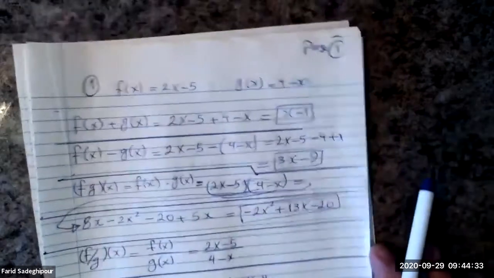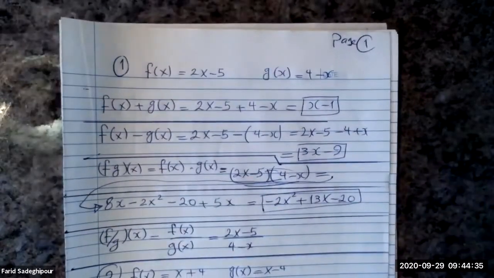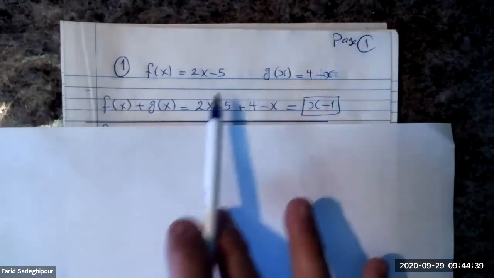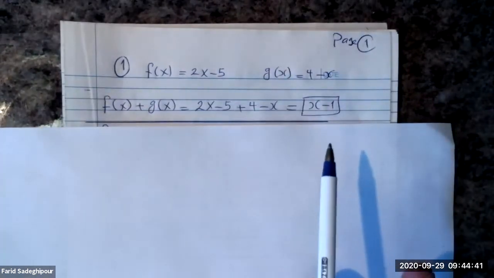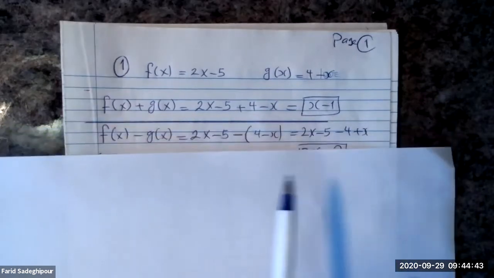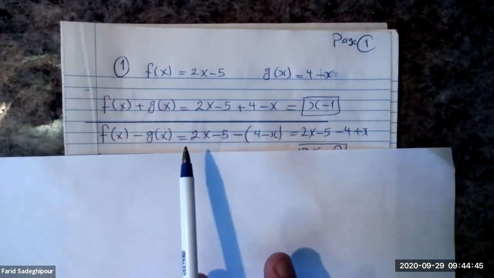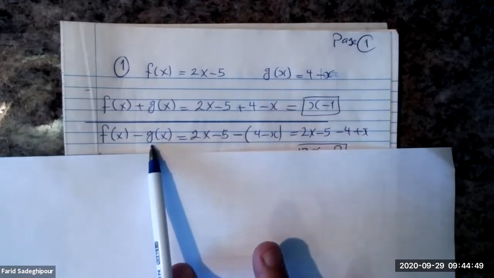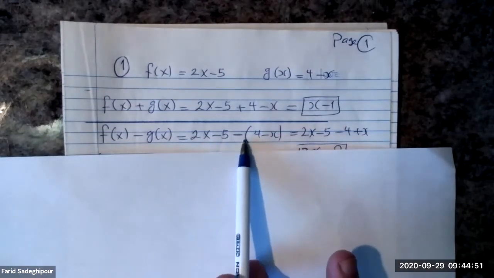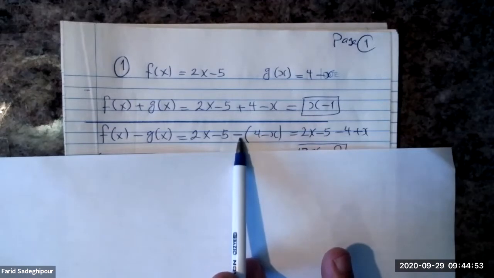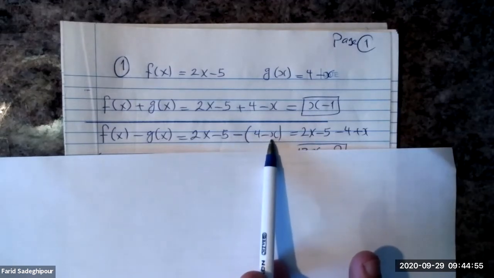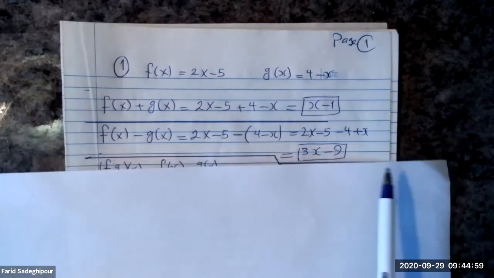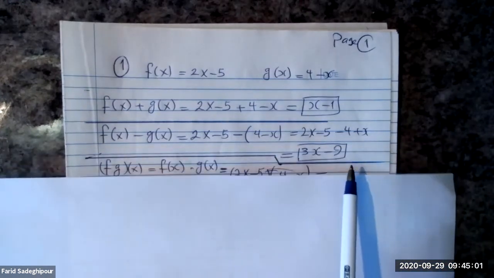So here, you just take these two functions and add them together. What is f of x minus g of x? It means you're subtracting. You just need to be careful when it comes to subtractions. Make sure you put a parenthesis first, and then bring the negative and distribute. So when you do that, you have this answer.